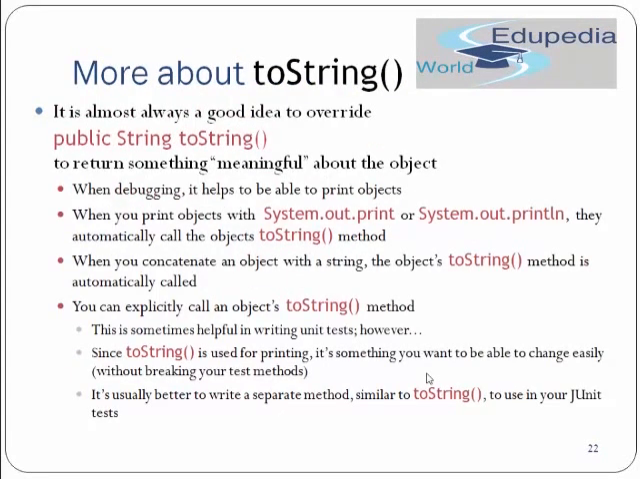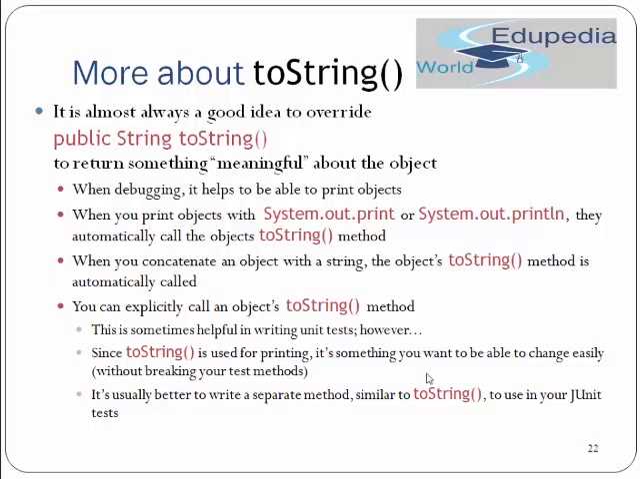It's almost always a good idea to override toString. Why? Because whenever you print an object, you don't want to print simply the object name. Rather, you want to print something meaningful, like whatever values you have given in that particular object. So it's always beneficial to override the toString method and provide whatever you actually want to print.